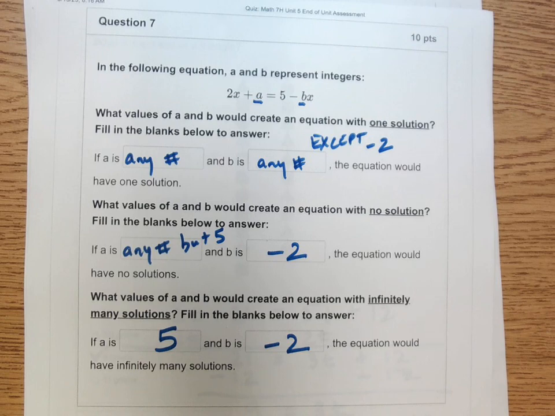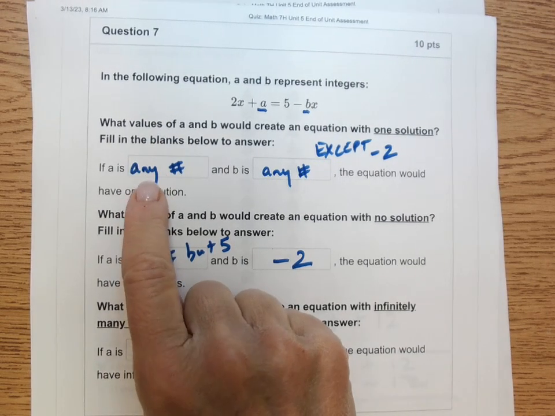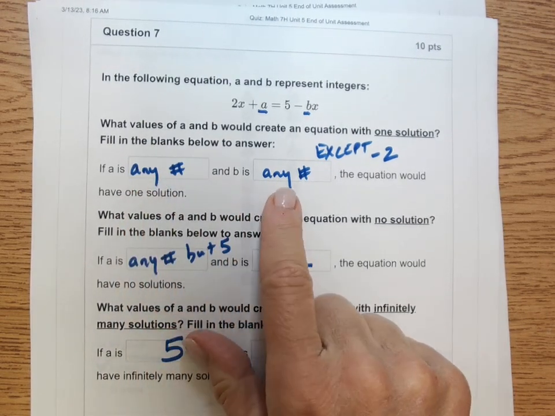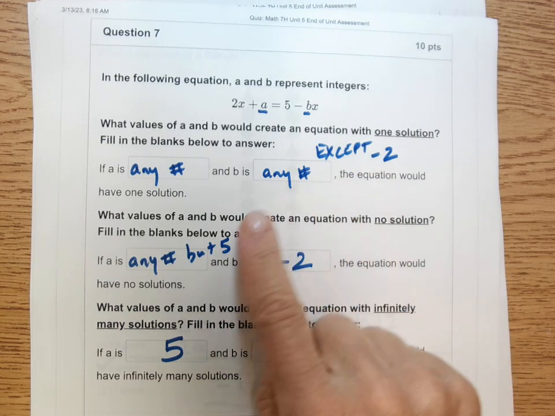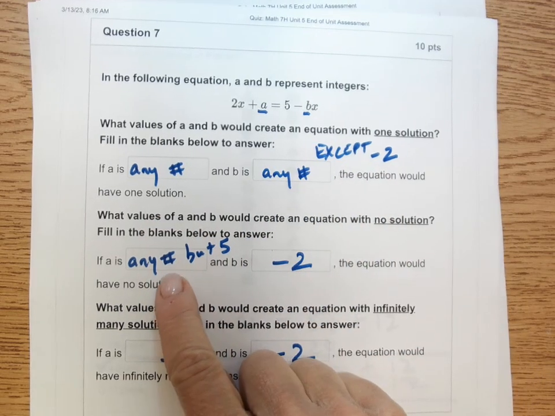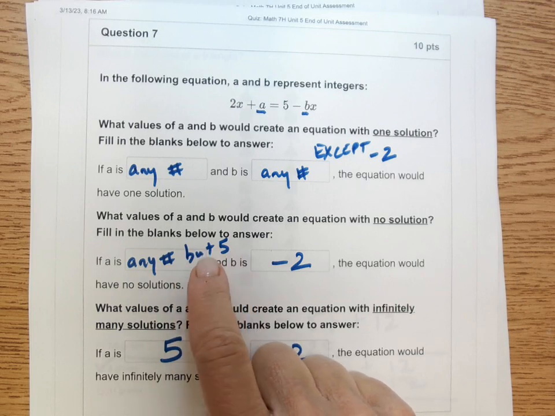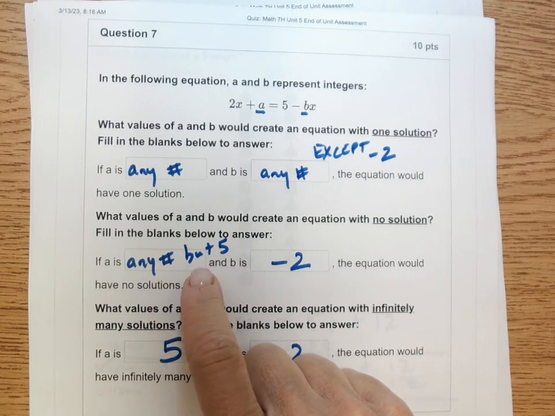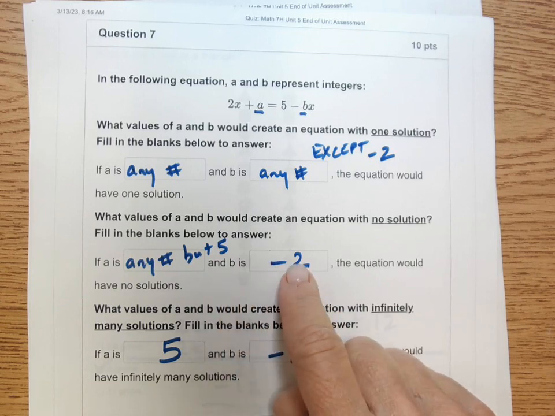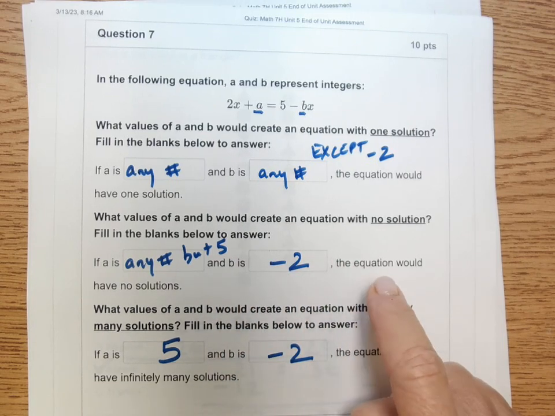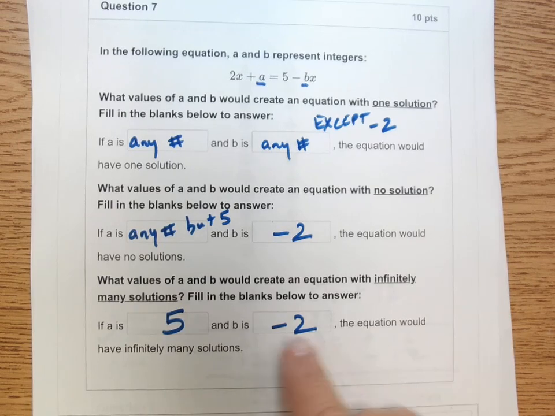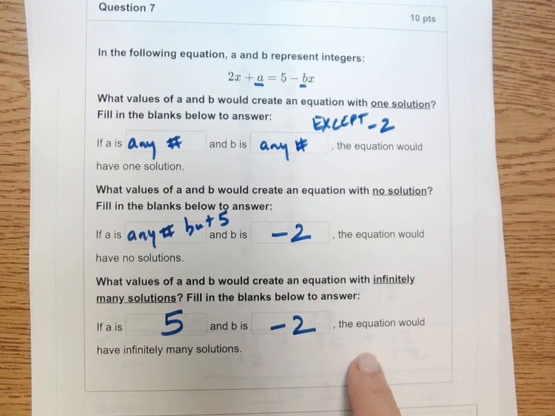All right, so for this one I put the answers in. If A is any number and B is any number besides -2, the equation would have one solution. If A is any number but 5, so it could be 6, 7, 2, -4, and B is -2, the equation will have no solutions. And then finally, if A is 5 and B is -2, the equation would have infinitely many solutions.